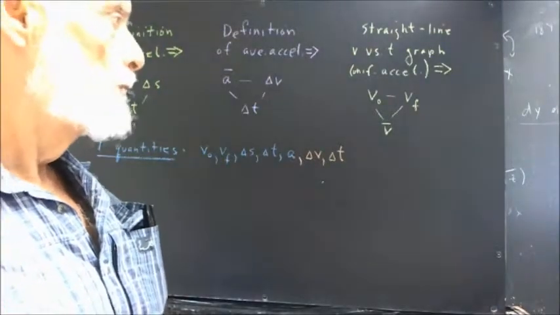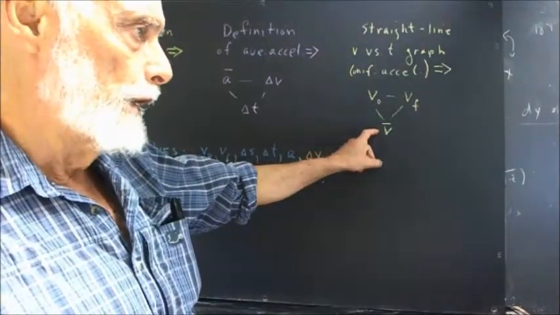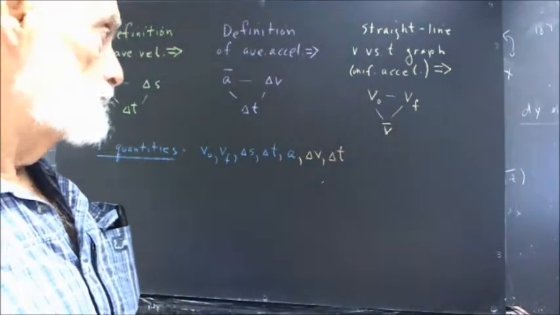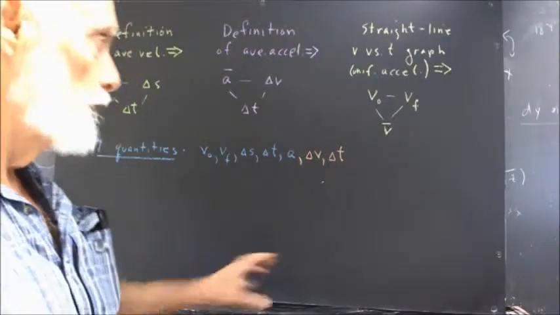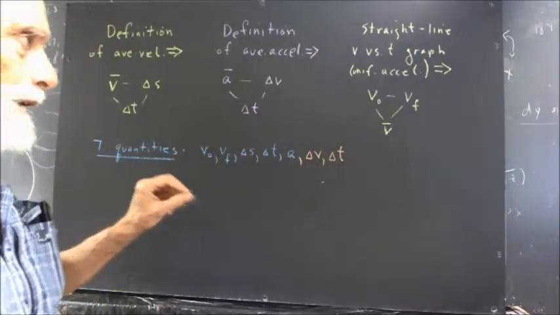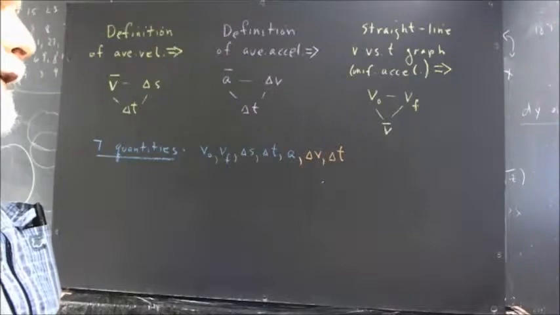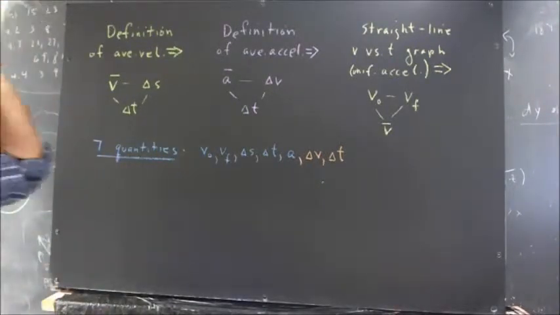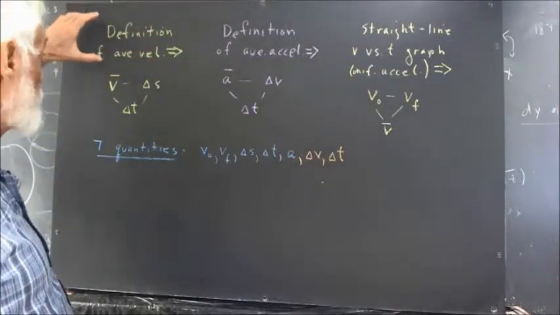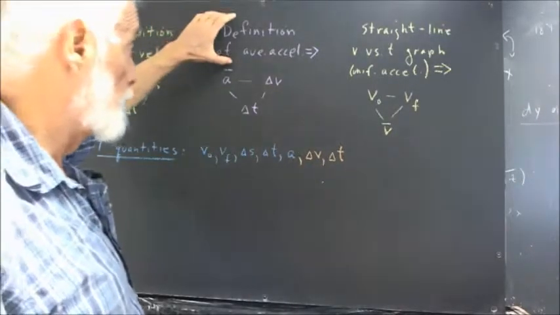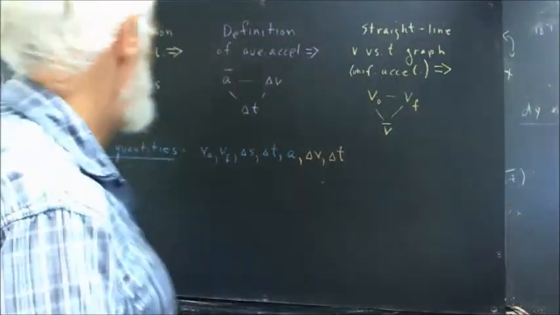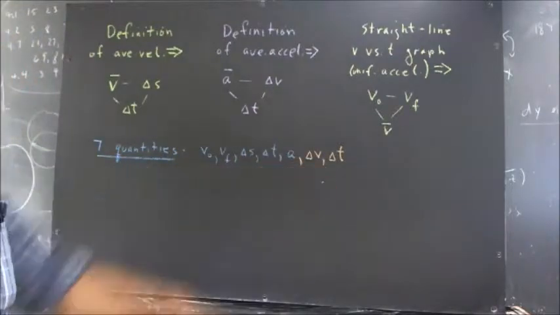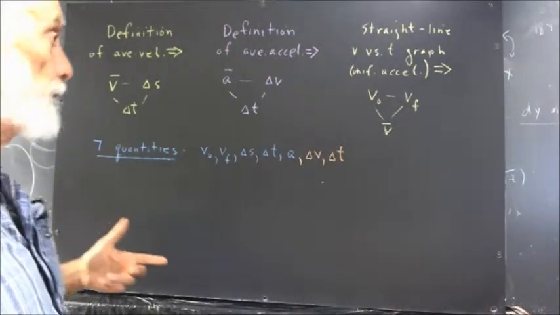But it's also a relationship that can be easily confused, because it's so easy to confuse the symbol for average velocity with the symbol for change in velocity. They look quite a bit different, but they are very easy to confuse at this point, and we've addressed that idea also. Okay, just by applying the definition of average velocity, the definition of average acceleration, and this straight line graph, we get 7 quantities. There are 7 quantities in these pictures.